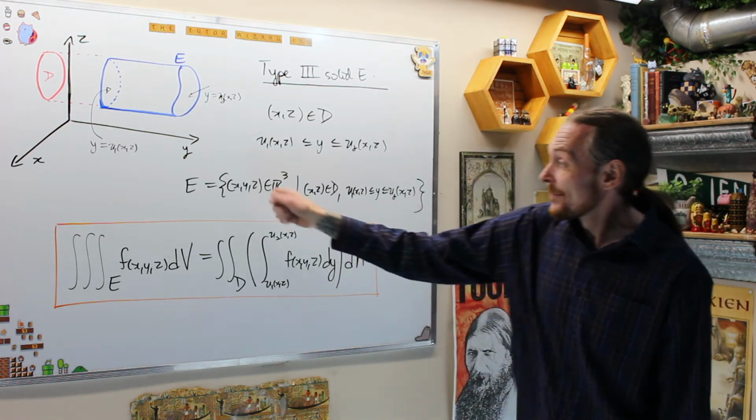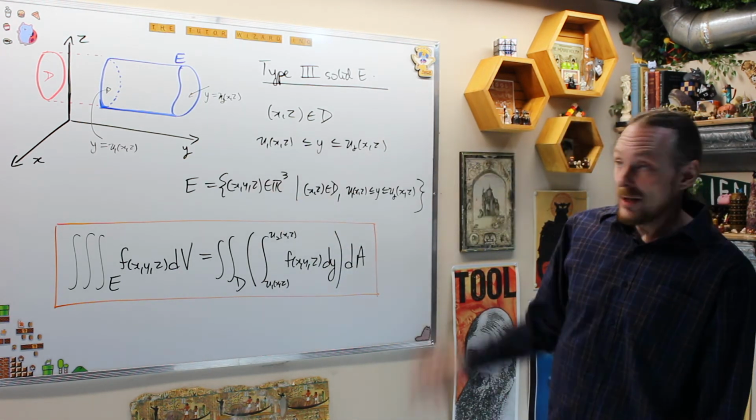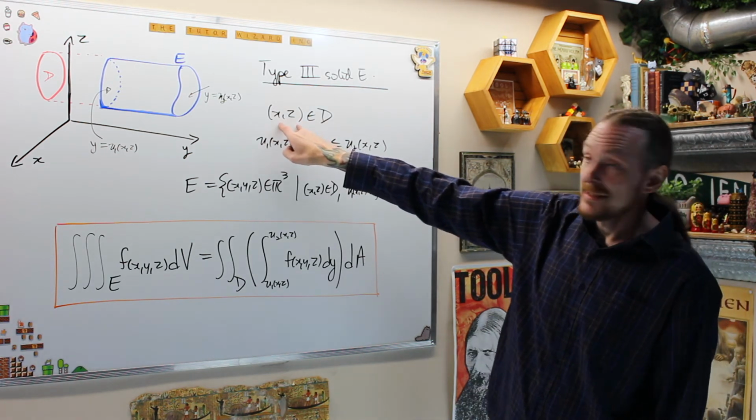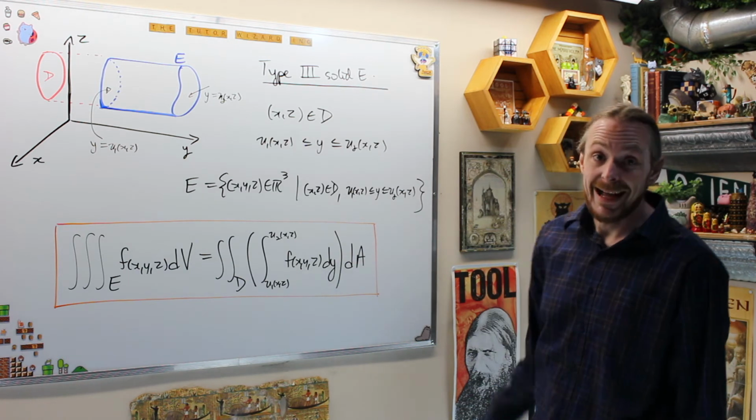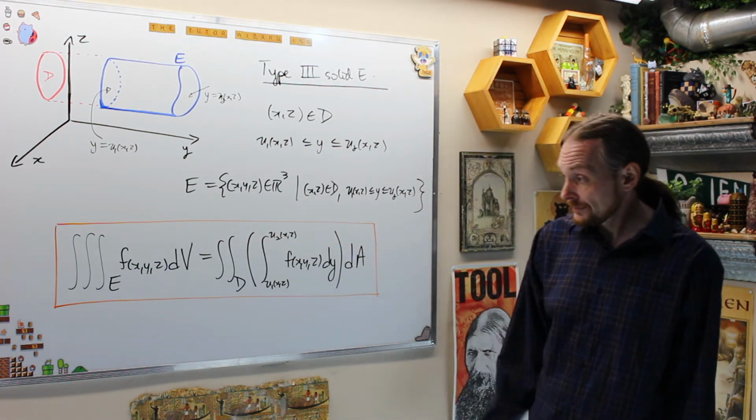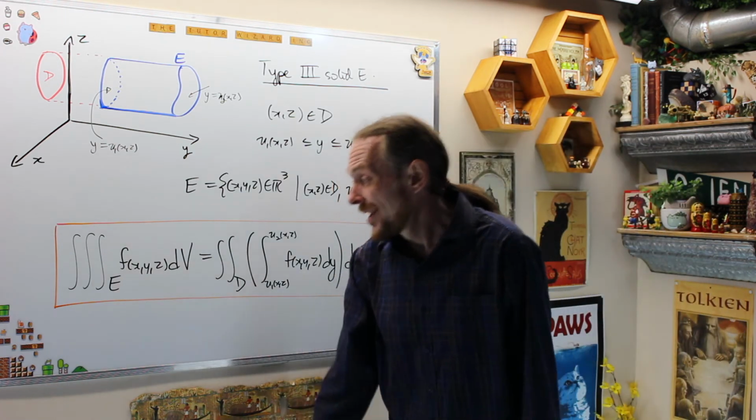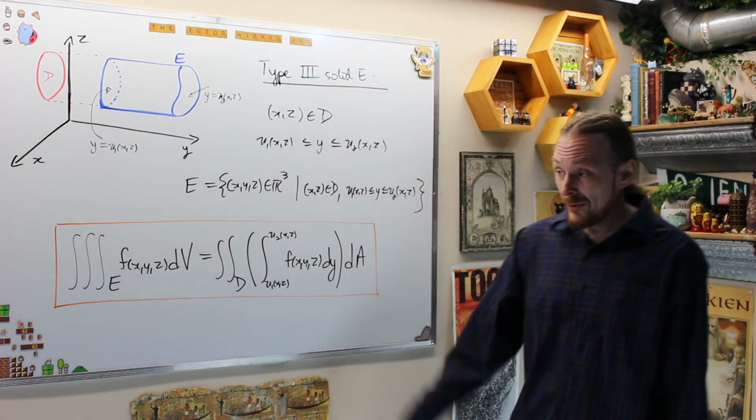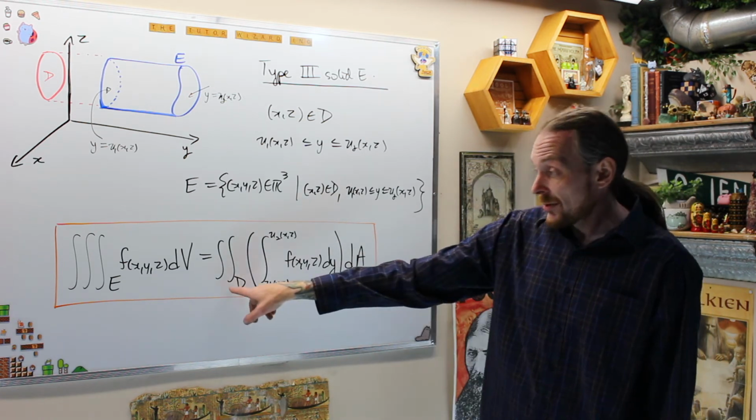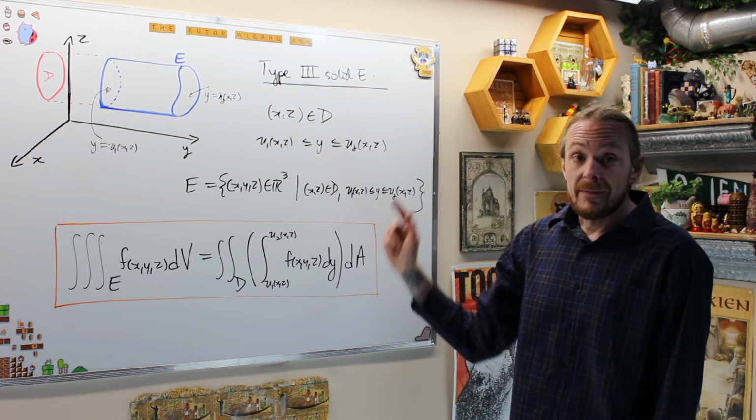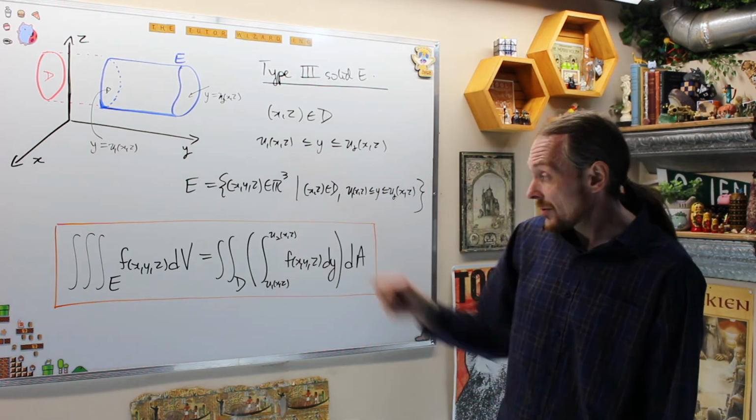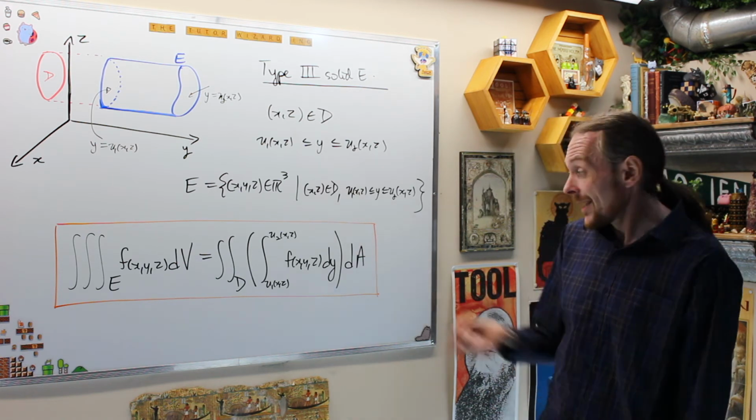What that tells us is our solid region E of type 3 is going to be viewing these guys as the independent variables and y as a function of x and z. And this will be our region E in set builder notation. Therefore, the triple integral of a function f of x, y, z over this solid region E of type 3 will be the double integral over the region D of the integral with the bounds u1 of x,z to u2 of x,z of f of x, y, z dy.